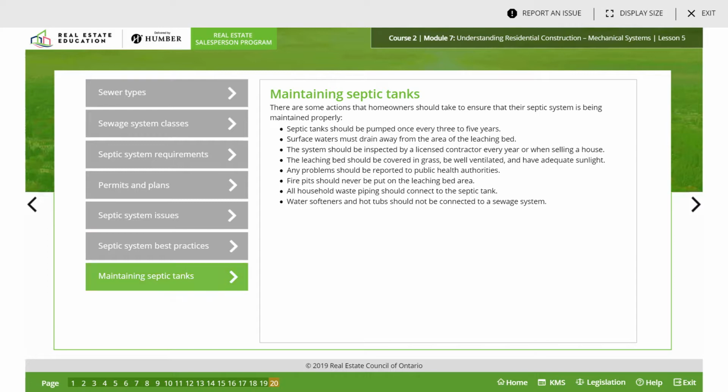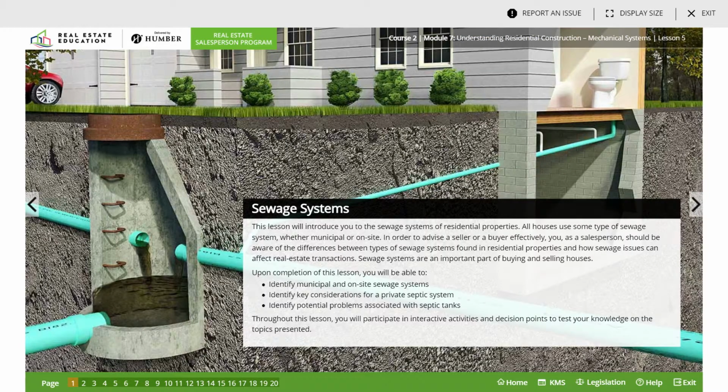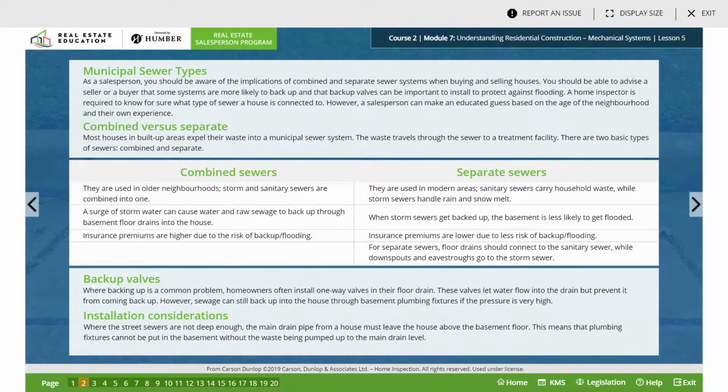So that was basically lesson 5. Let's see if we can find some more cool information about this lesson.